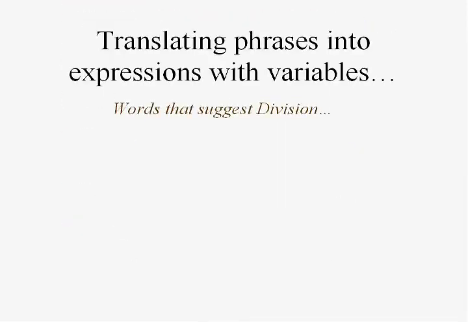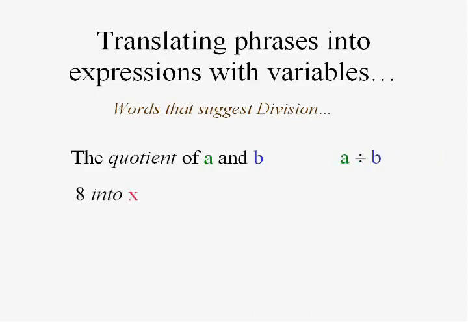The words that suggest division: well, the word quotient is the answer to a division problem. So the quotient of A and B is A divided by B. And 8 into X, now this is like from. 8 into X, I started with X and I divided it by 8. So you will have to flip that one. This is an easy one. Y divided by 3 is just what it says. Just note that you can represent that as a fraction, however, y over 3.